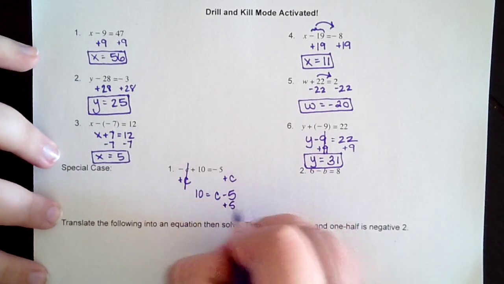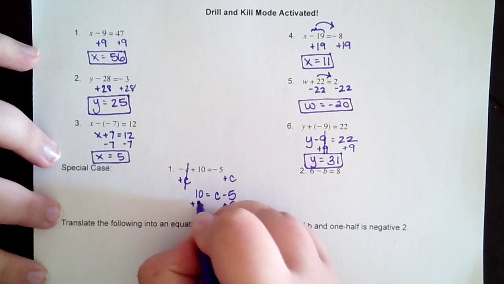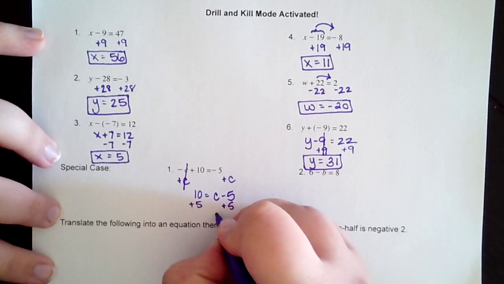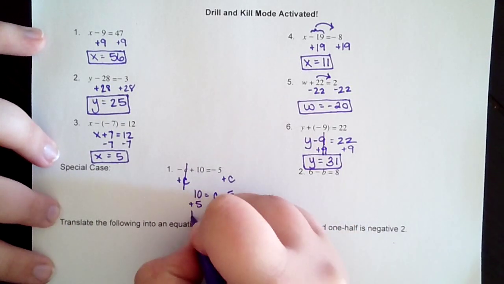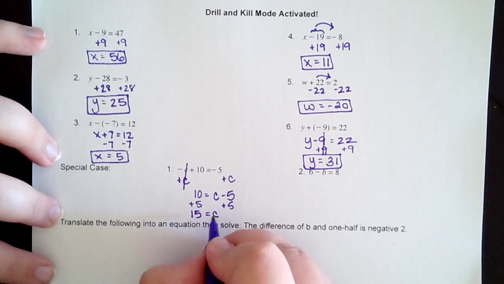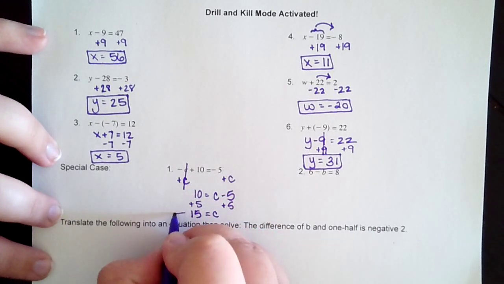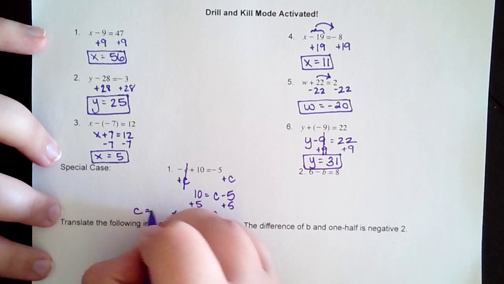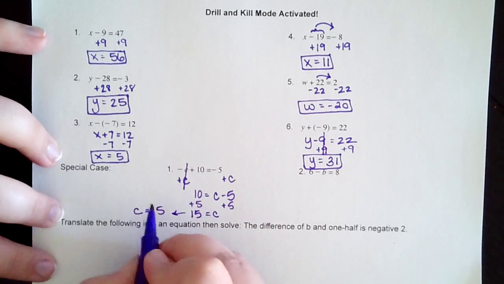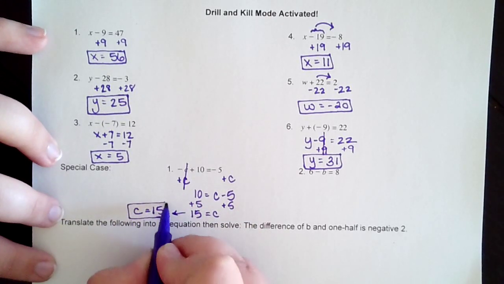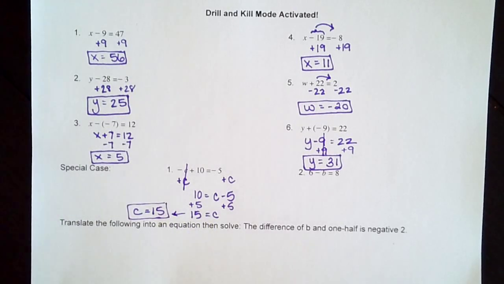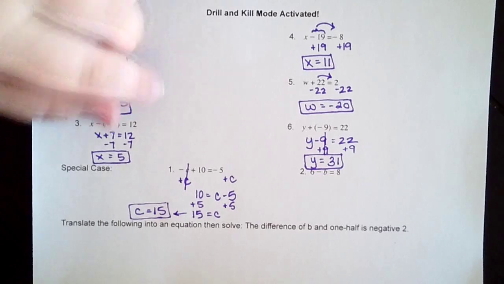So plus 5 to get it away from that c, do it to both sides, and I'm left with c equals 15. This answer is perfectly okay. I personally always prefer my variable on the left, so I rewrite it as c equals 15. Doesn't matter which way, however, because they're both correct. That's just the first method for the special case.